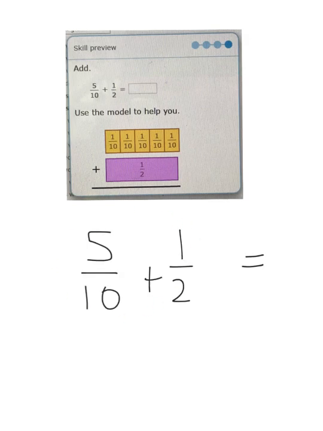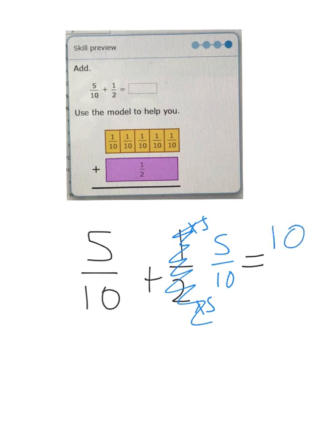So I've rewritten it down here. How can I change 1/2 to an equivalent fraction where the denominator is 10? I just know off the top of my head that 2 times 5 equals 10. When I do the bottom, I do the top. 1 times 5 is 5. So now I am simply adding 5/10 plus 5/10 equals 10/10.